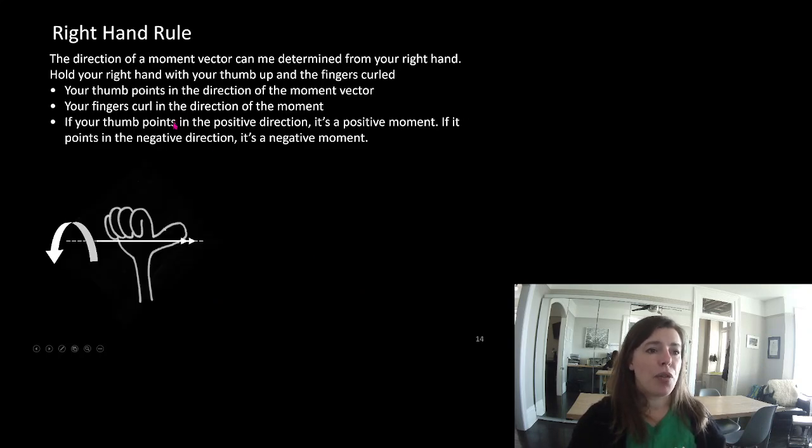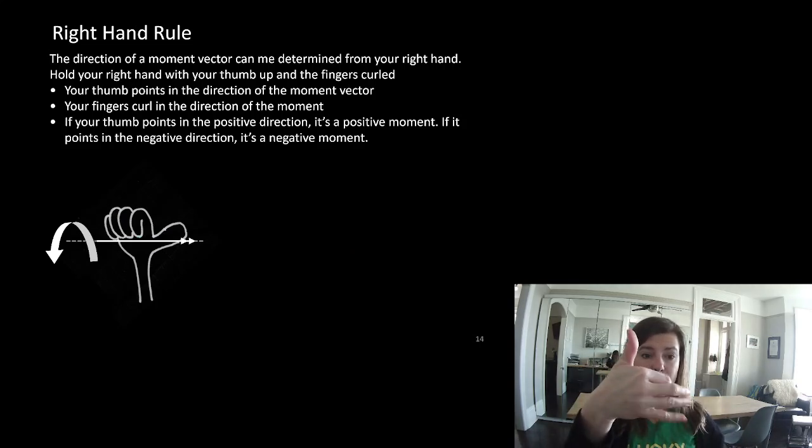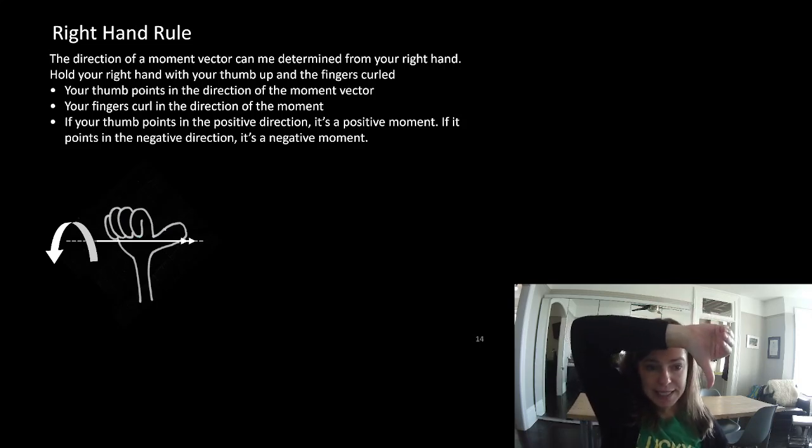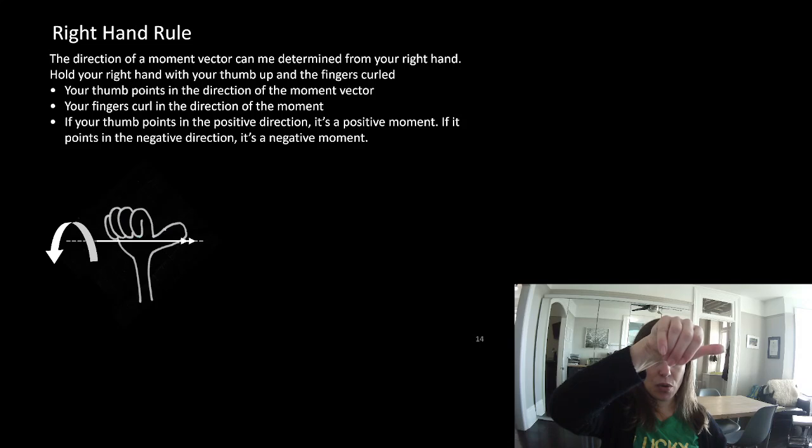Okay, so your thumb points in the direction of the moment vector, and your fingers curl in the direction of the moment. If your thumb points in the positive direction, it's a positive moment. If it points in the negative direction, it's a negative moment. So remember, for the y-axis, upwards was positive. Point my thumb upwards, my fingers are curling in the positive direction. If my thumb is pointing downwards, which is negative, my fingers are curling in the negative direction. If my thumb is pointing in the positive direction for you guys, my fingers are curling in the positive direction.